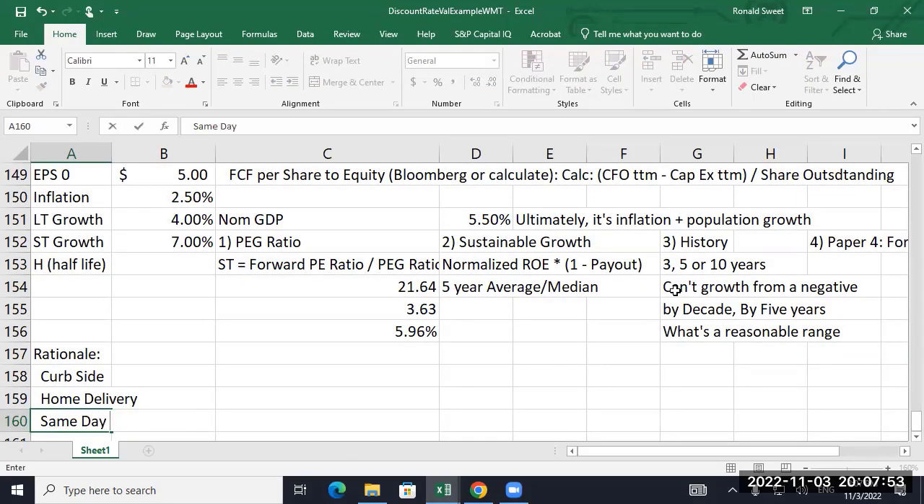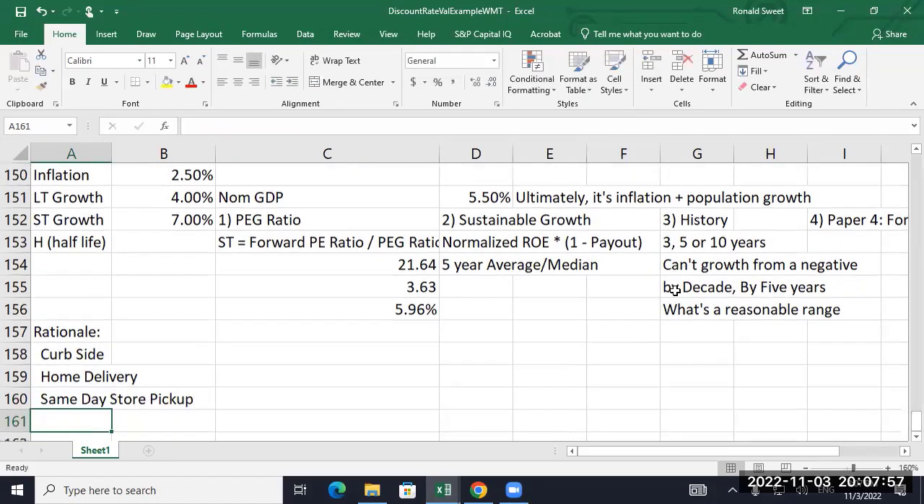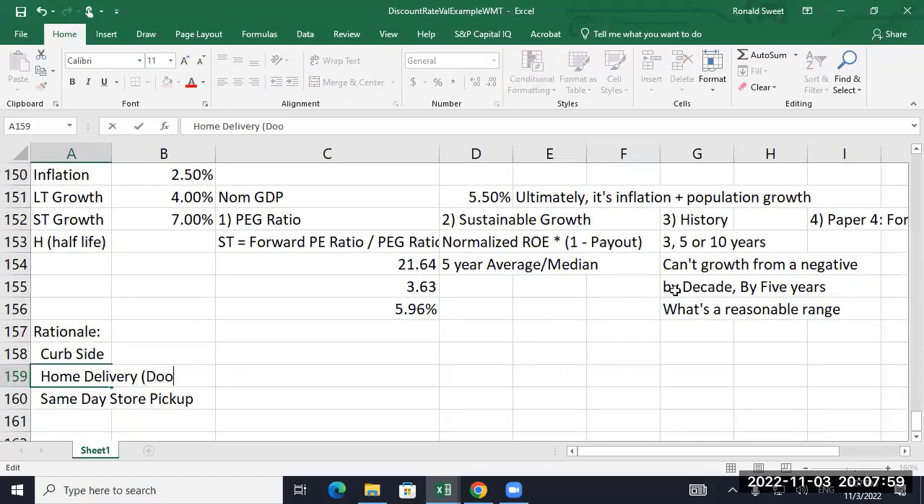Same day store pickup, which seems to be pretty exciting. And home delivery could be DoorDash. Or it could be drone, who knows what's going to come. It could be autonomous vehicles. I don't really know.